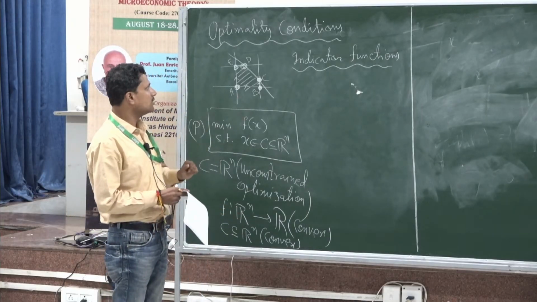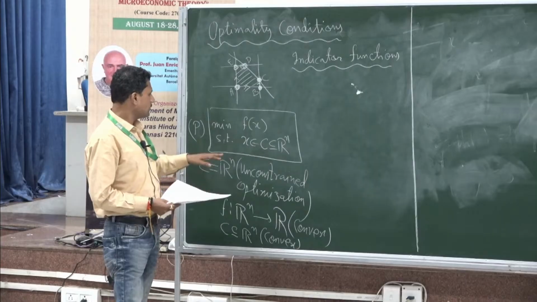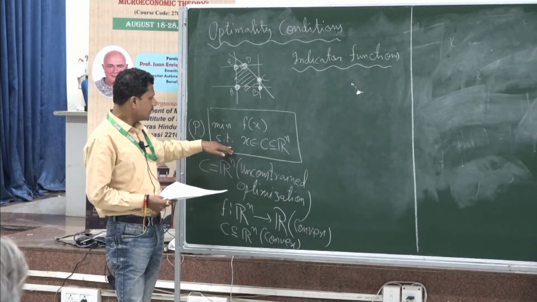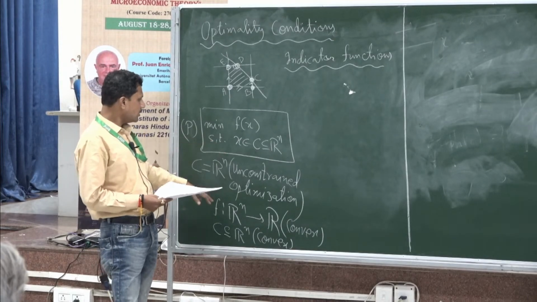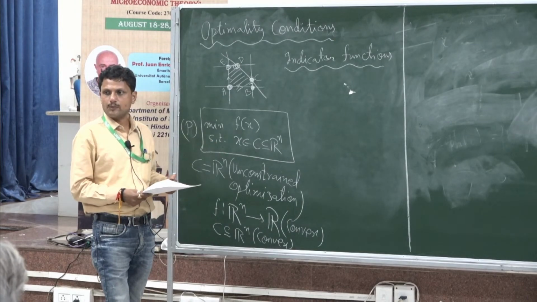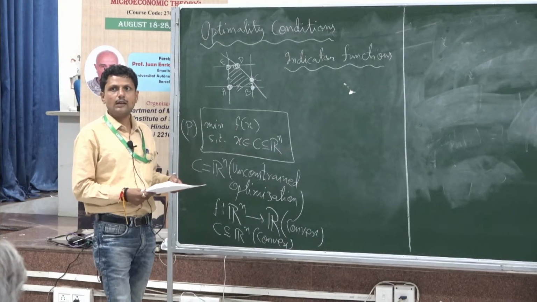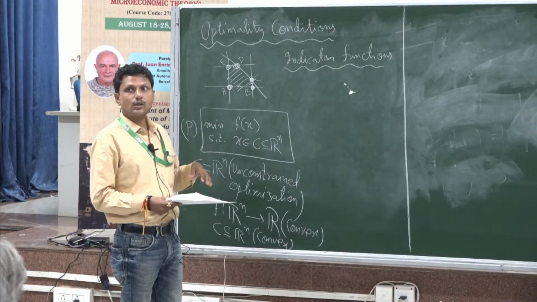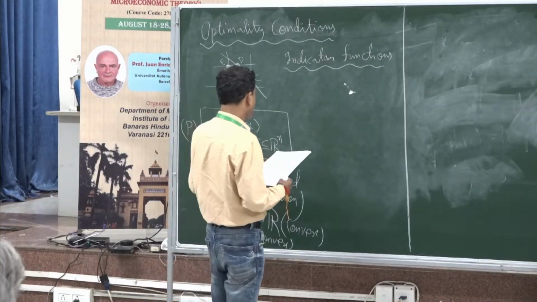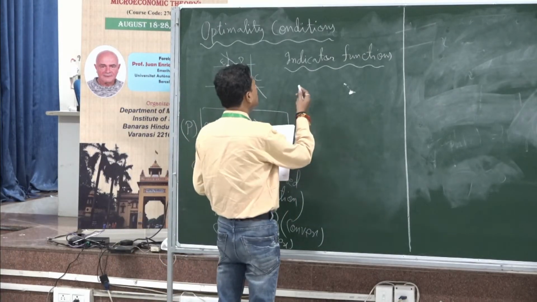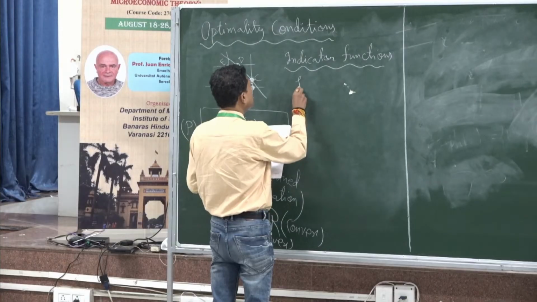indicator function is used to convert this constrained optimization problem into an unconstrained optimization problem. And then we can apply the methods of unconstrained optimization to find the solution of this problem. So let us define this indicator function.